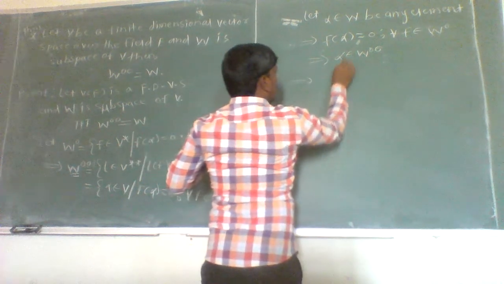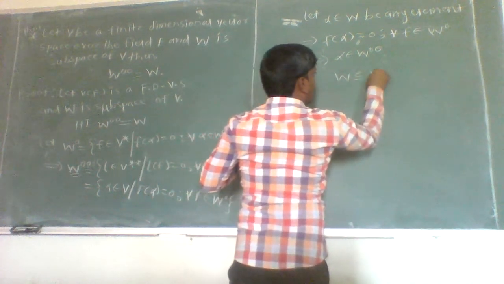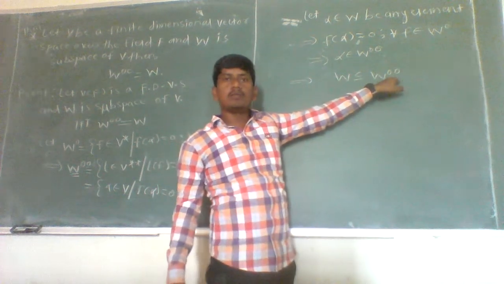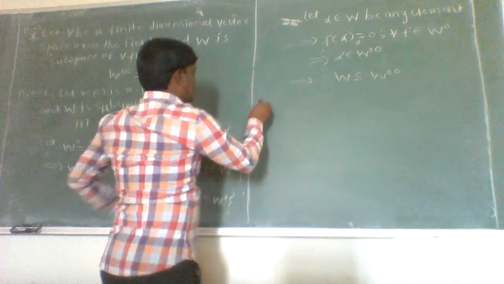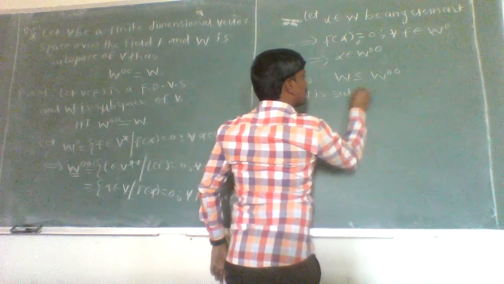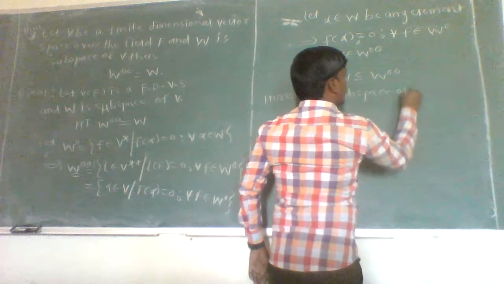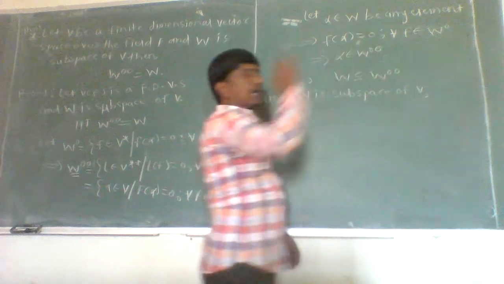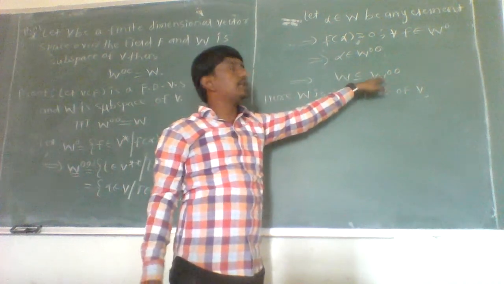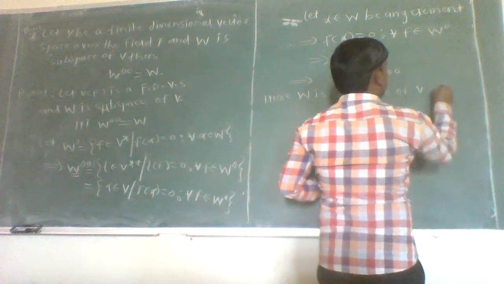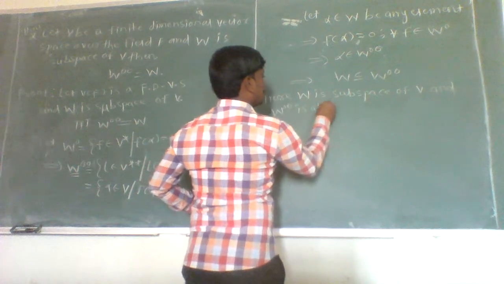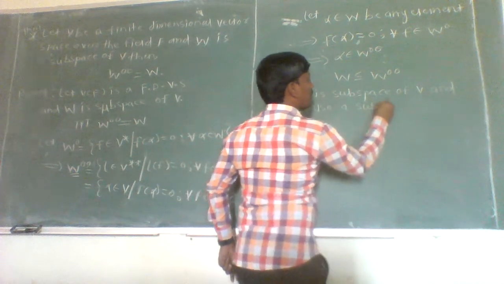So from this, W is a subset of W double annihilator, since every element of W is an element of W double annihilator. Now here W is a subspace of V, and W double annihilator is a subspace of V double star, but V double star is isomorphic to V, therefore W double annihilator is also a subspace of V.